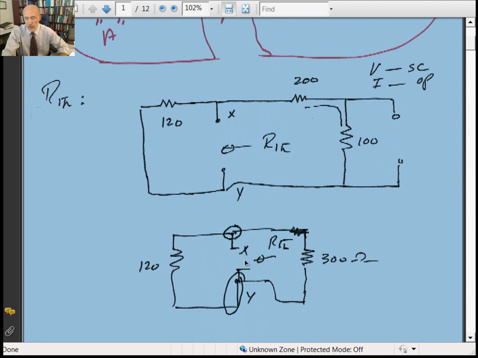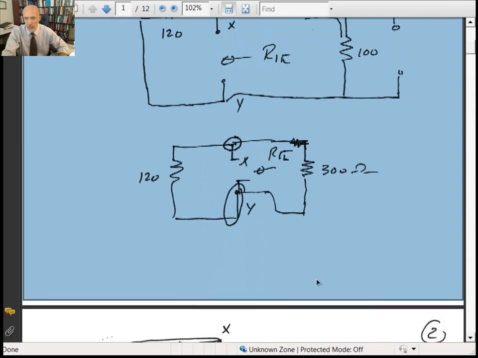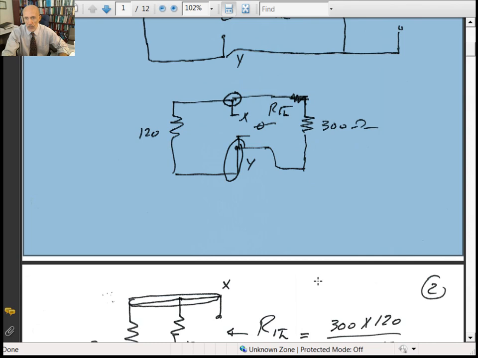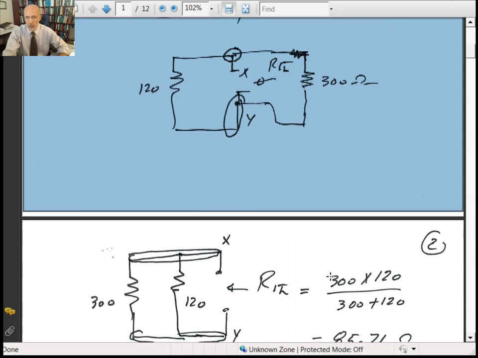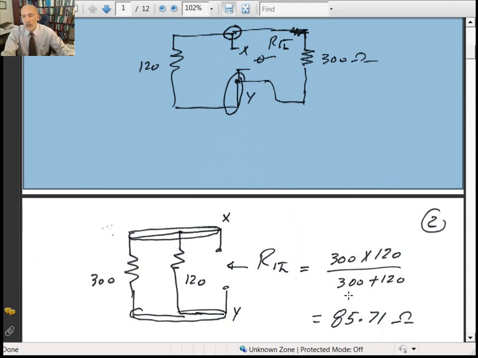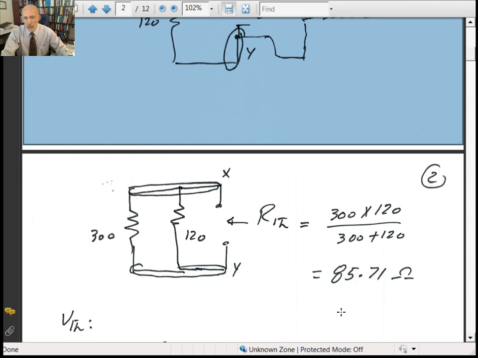So if this is open, 200 and 100 are connected in series, so that's 300. And if you look at terminals X and Y, you can actually flip this over. You'll notice the 120 and 300 have two nodes in common, points X and Y, so they're really connected in parallel. If you don't see it that way, you probably need to redraw it. Flip the 300 from the right to the left side of the circuit, and you can see they're really all connected in parallel. So that'd be product over sum. That gives you 85.71 ohms.